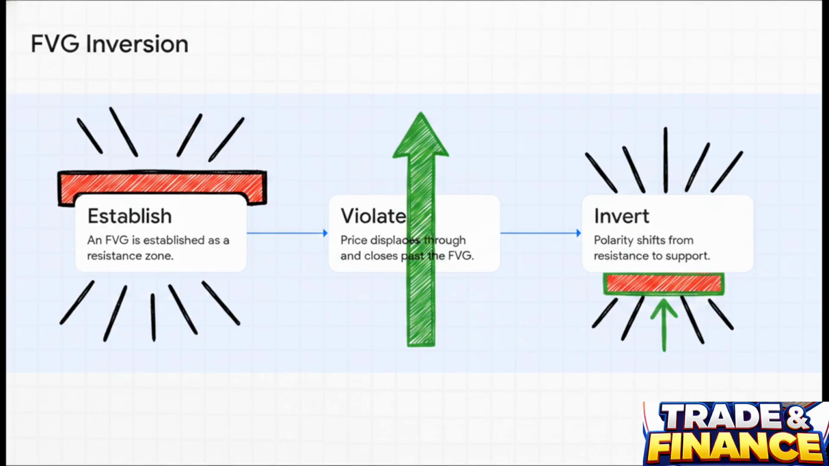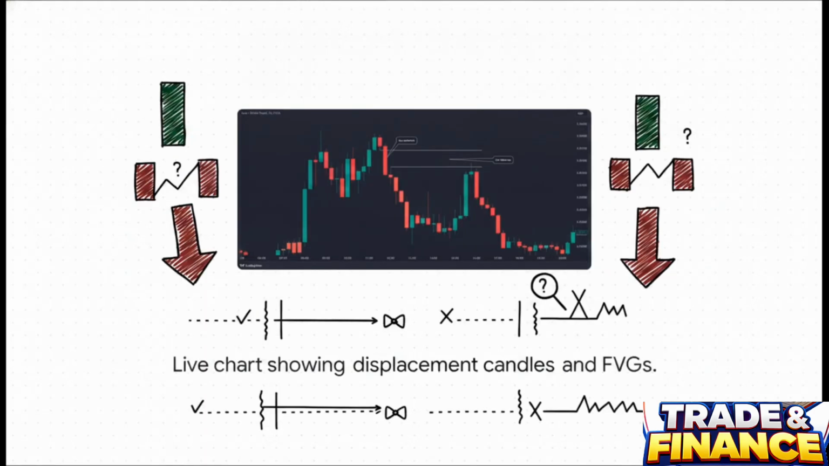Step 2, price violently violates it, displacing straight through and closing right past the gap's boundary. Step 3, we get a polarity shift. The whole gap inverts. What was meant to be bearish resistance instantly flips to bullish support. We call this an inversion fair value gap, or IFVG, and it is absolutely your first major clue of momentum fatigue. If you look at the price action in this live example, you can see these large displacement candles just leaving FVGs in their wake.